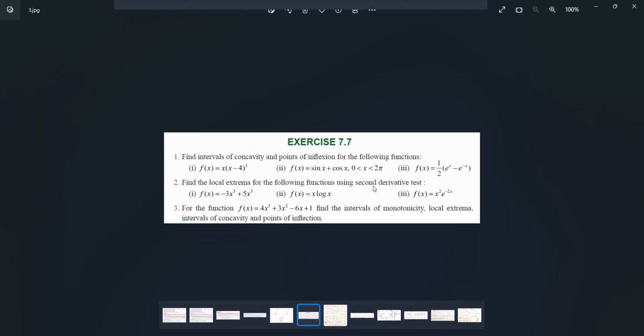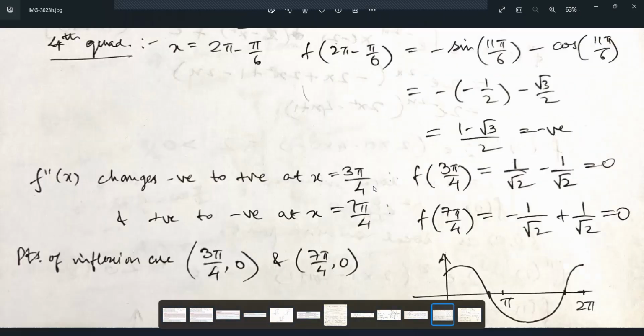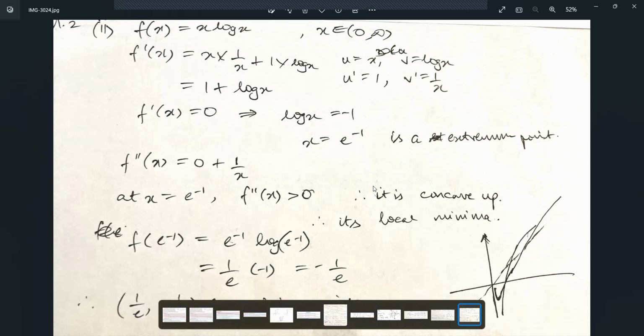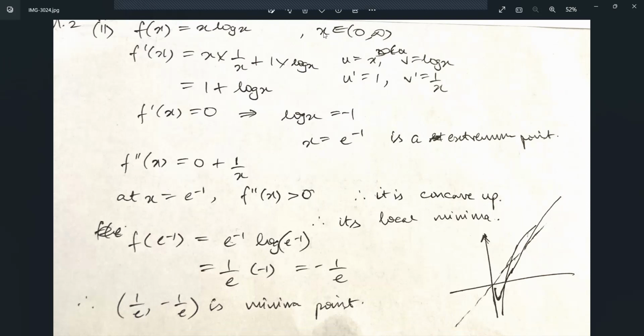So f of x is equal to x log x. We know that log x is defined only for positive values of x, so x is an element of (0, infinity).